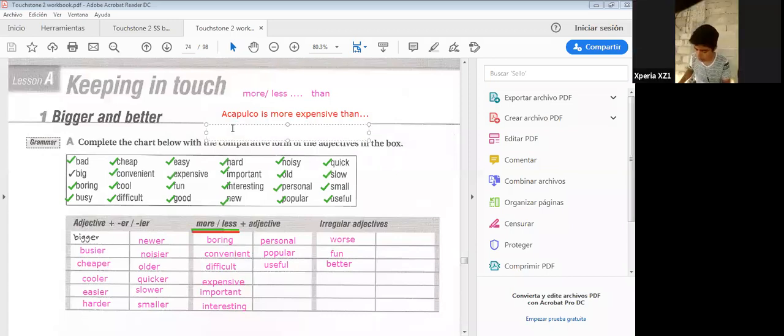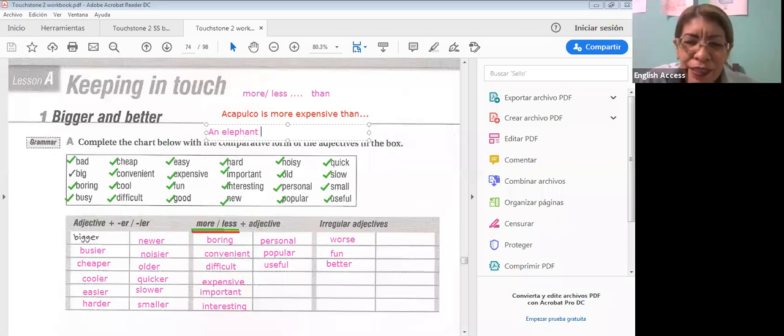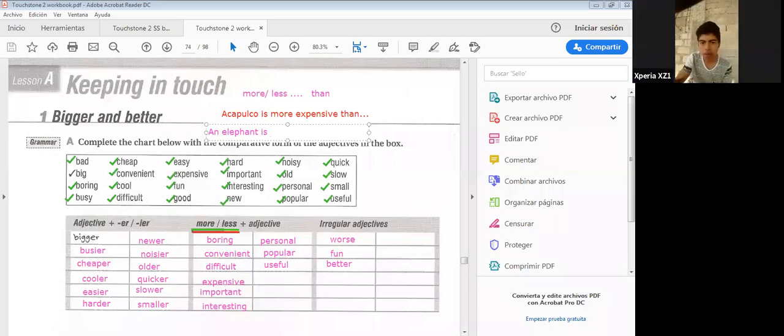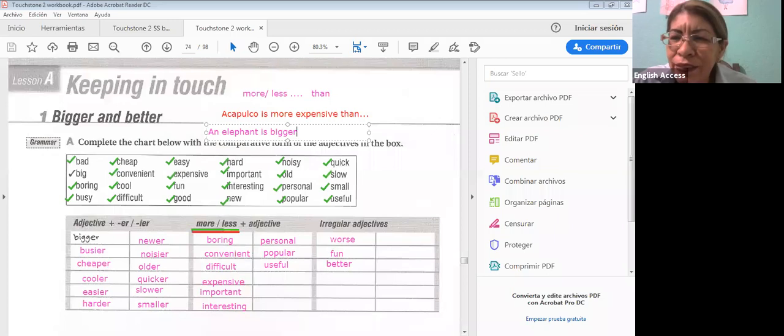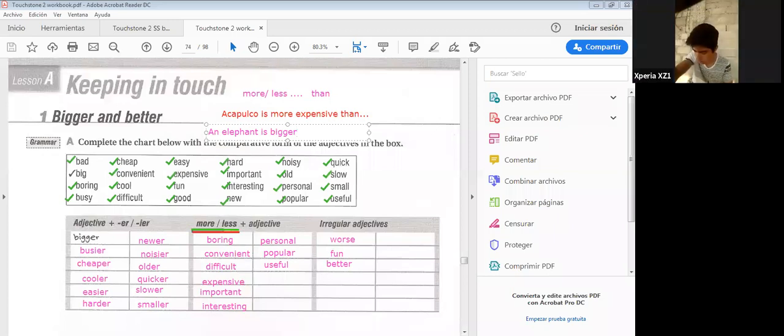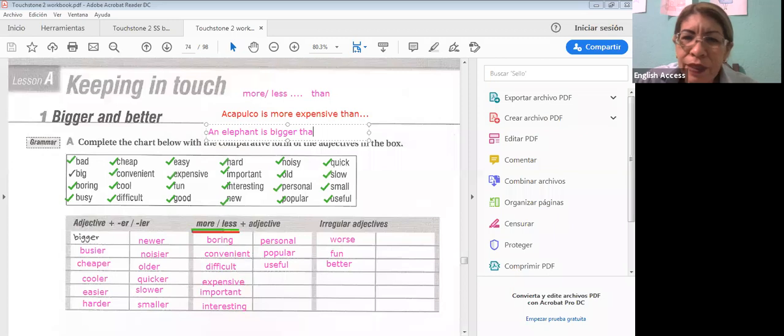Less. You're comparing an elephant. An elephant is bigger. Why less? You're saying bigger than an ant. An elephant is bigger than an ant. Okay. And another example, Julio?